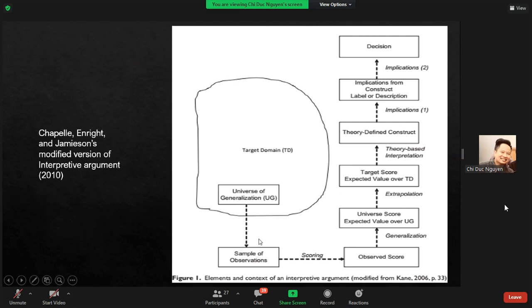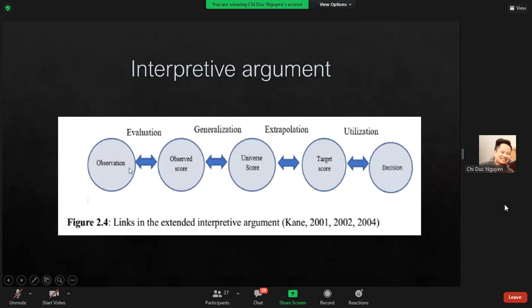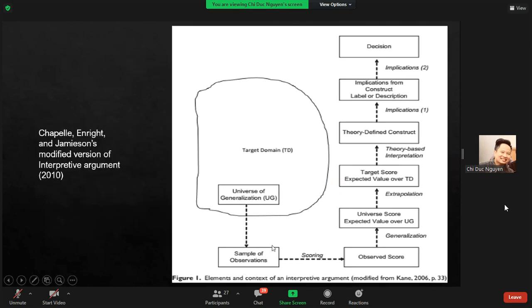And from that, we can have a sample of observation. It's the first domain in the previous model, about observation, and here it is a sample of observation. It's about the test performance. Observed score is about the evaluation, to be more precise, the scoring over here. And from the observed score, we need to ensure that the score remains the same across different testing times and testing conditions. That is generalization, and the same holds true for the previous model.